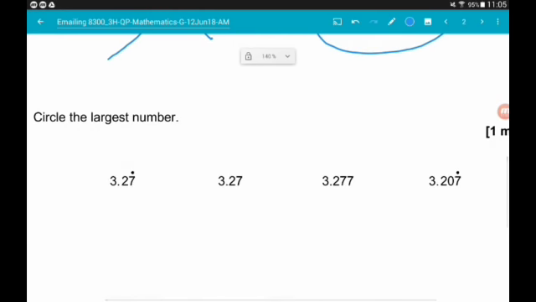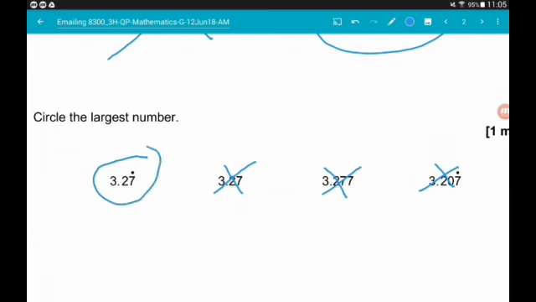Question 3 wants us to circle the largest number. So our first number is 3.27 recurring. Now that means the 7s go on forever. So 3.27 is going to be smaller than that. 3.277 is going to be smaller. And 3.207 recurring is going to be smaller because that has a 0 where this first number has a 7. So 3.27 recurring is our guy.